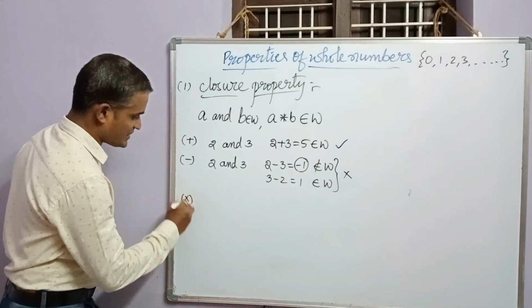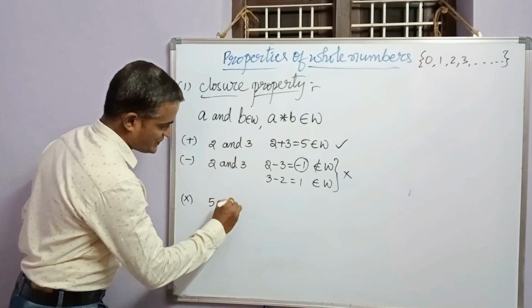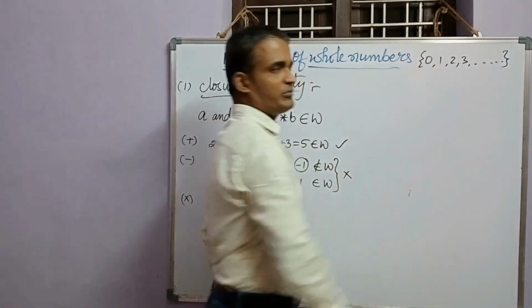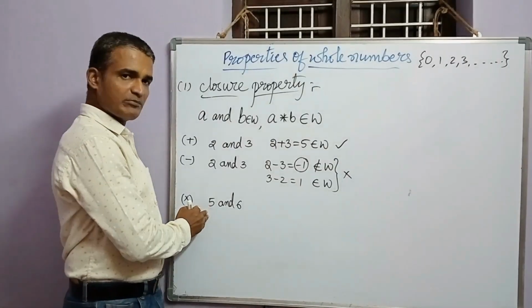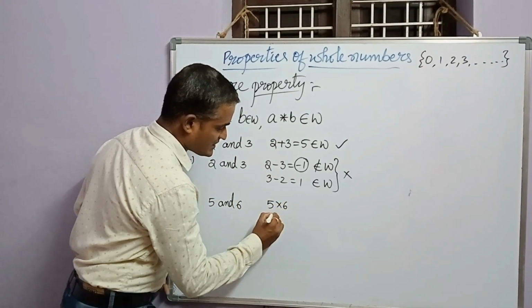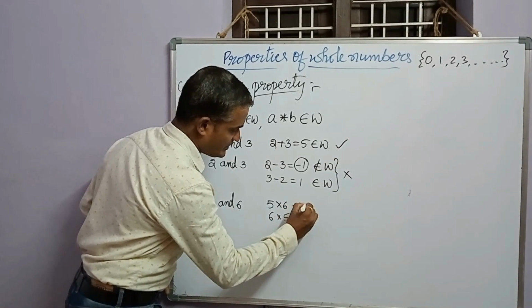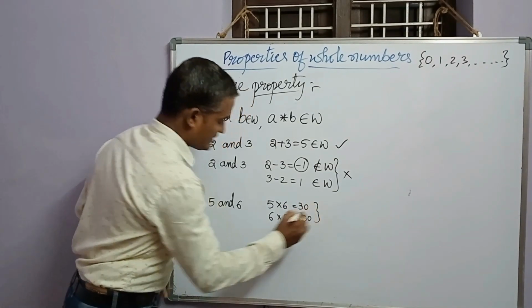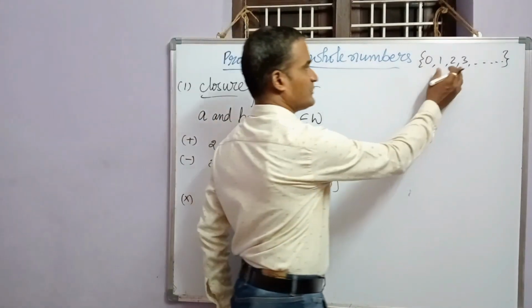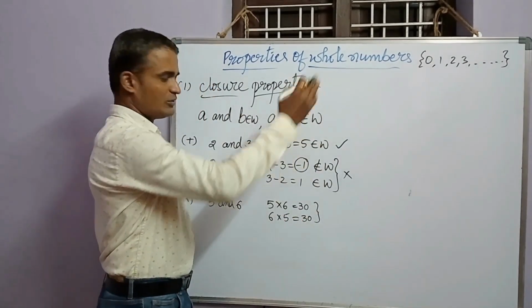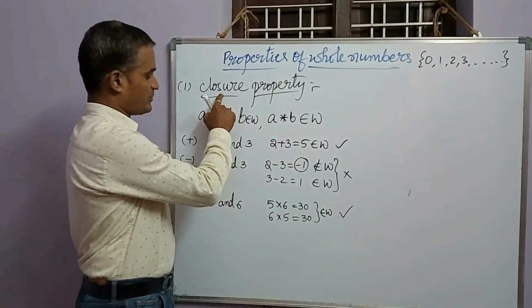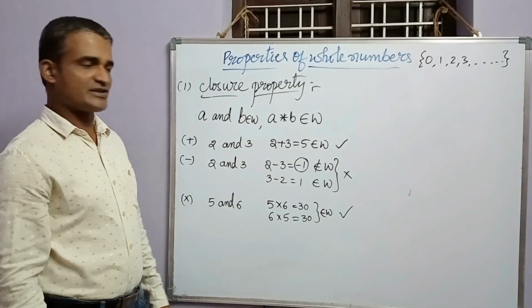Under multiplication we'll check. Suppose you take 5 and 6. These two numbers you must select from the whole numbers group only. If you do 5 into 6 or 6 into 5, the answer will be 30 only. It means that whenever you multiply two whole numbers, the product is also a whole number, compulsorily. So you can say that the closure property is satisfied under multiplication.